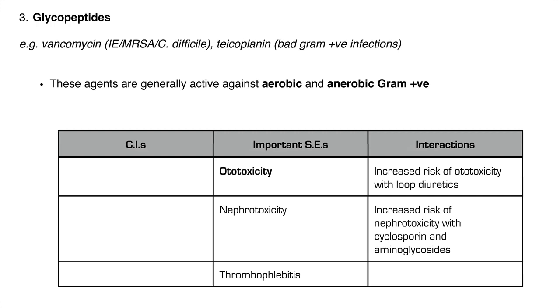But they also have this problem with thrombophlebitis. But ototoxicity, nephrotoxicity, those are the ones that you really need to know about. Contraindications aren't many important ones, but obviously if the patient's allergic to glycopeptides, you shouldn't prescribe them. In terms of interactions, there's an increased risk of the ototoxic effects if they're given with loop diuretics. And you should also be aware of the increased risk of nephrotoxicity with these drugs when they're given with cyclosporin and the aminoglycosides.